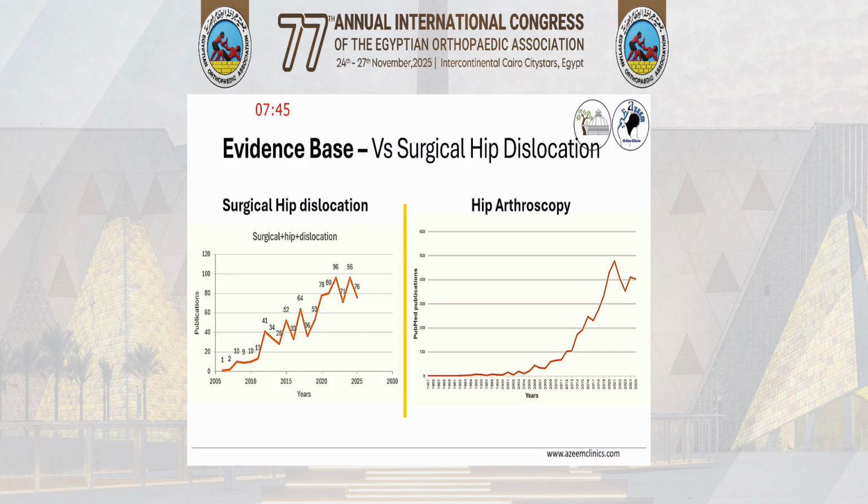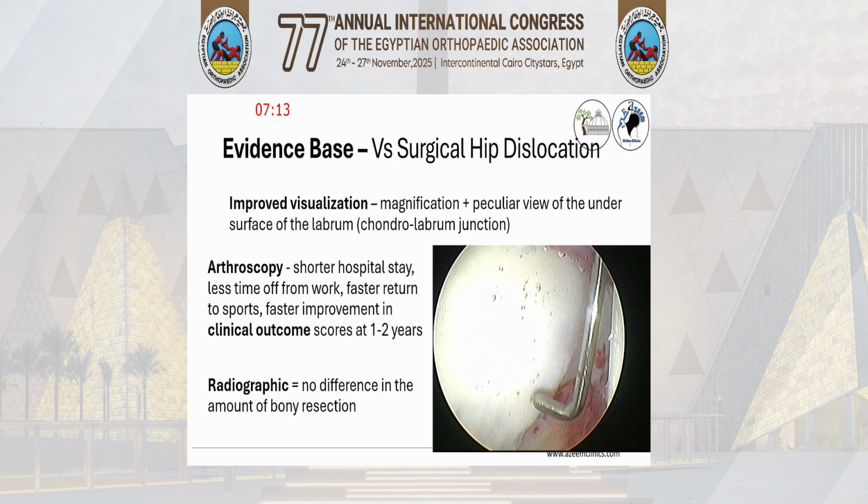If you look at the two graphs from PubMed, you will find that for surgical hip dislocation, although most of them are nowadays done for things other than femoroacetabular impingement, we are hovering, until the year 2025, within 100 publications per year. However, this is 4 times less, as there are about 400 publications for hip arthroscopy concerning femoroacetabular impingement as the only disease treated. So, what's the evidence base?